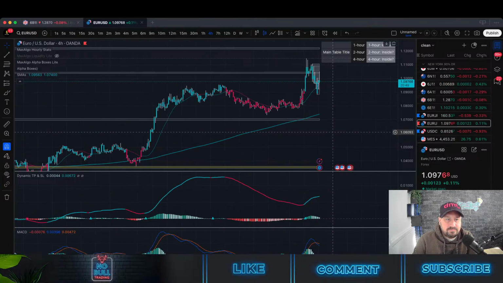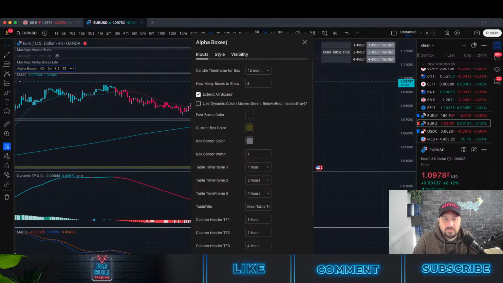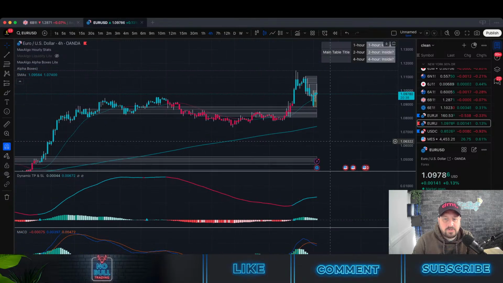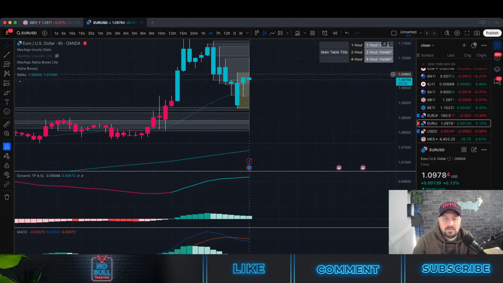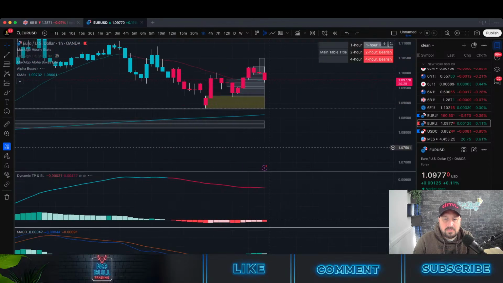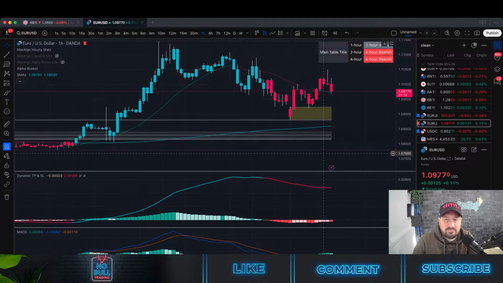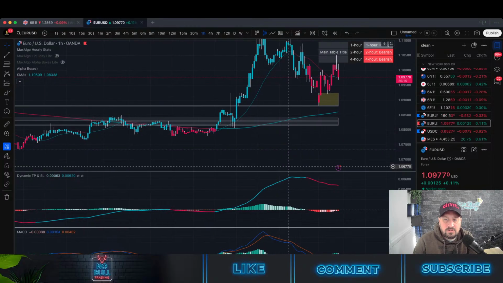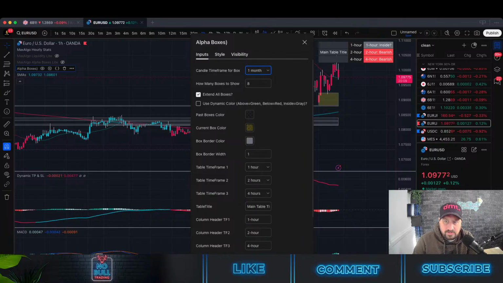Euro's doing well. Right, let's go back to the weekly. So we're above the weekly, right? You can see there on the hourly. Here's the weekly box. So as long as we're staying above here, we can come back and retest it. But yeah, this is a good sign, right? So weekly's good. So Euro's looking strong for now.